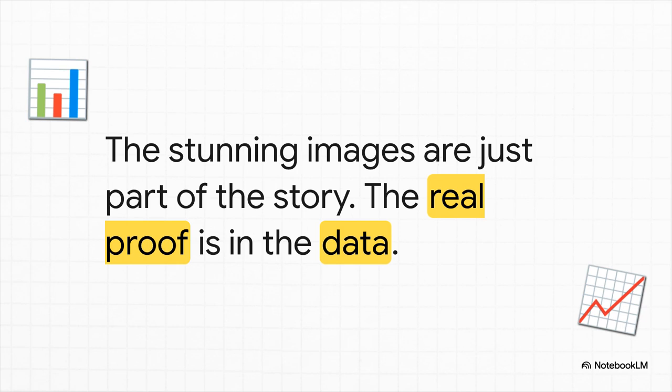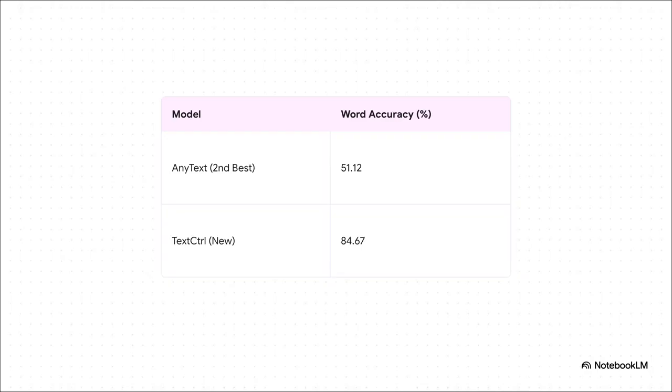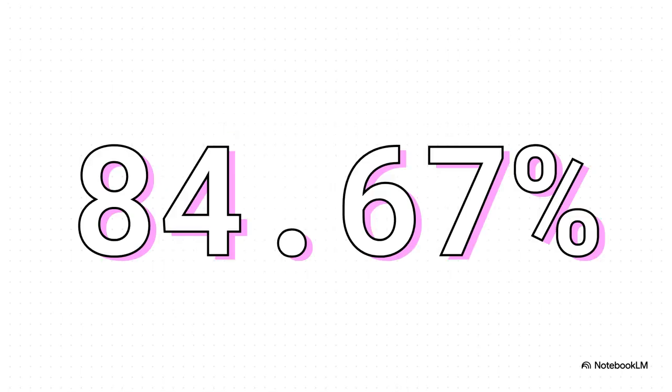TextCtrl isn't just a little bit better than the older models, it represents a quantum leap forward. So on a standard test, the second best model, called AnyText, got a word accuracy of about 51%, basically a coin flip on whether it would get the word right. TextCtrl, with its new method, scored almost 85% accuracy. That is a staggering improvement. 84.67%. Just let that number sink in for a second.